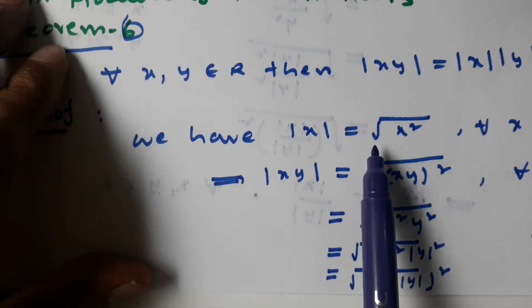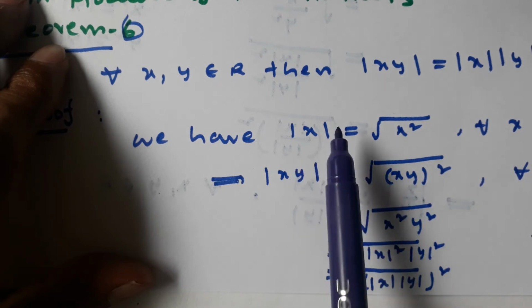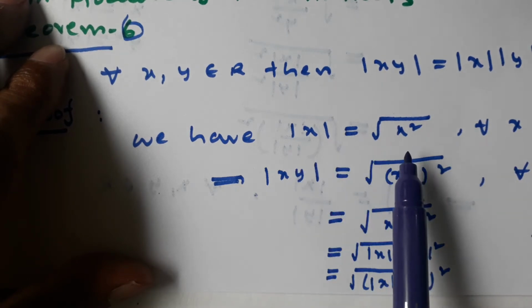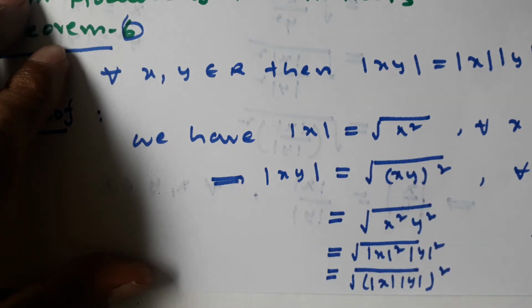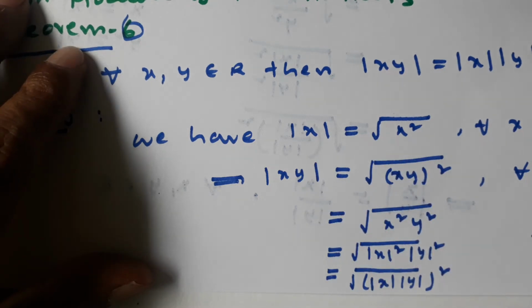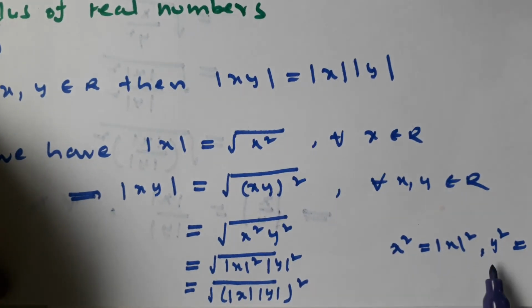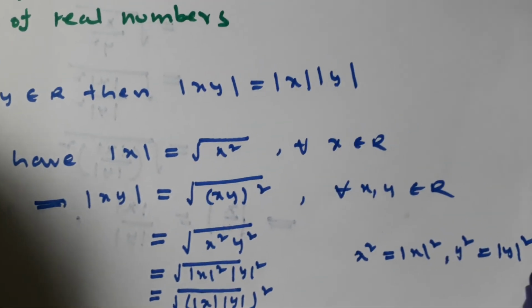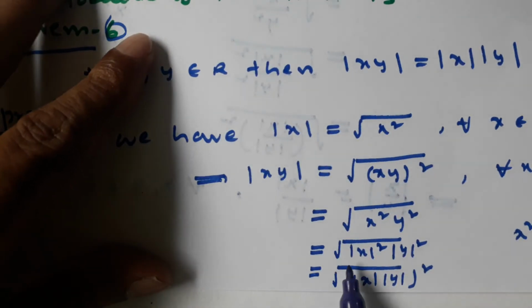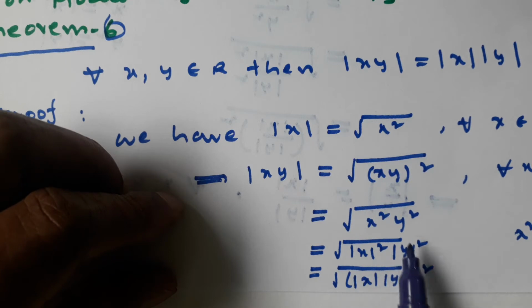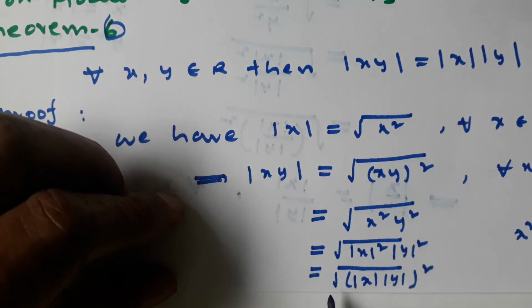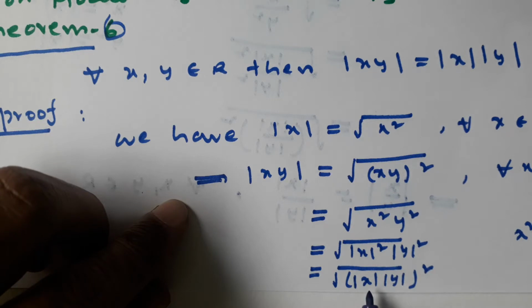Taking the square on both sides in the given property, mod x whole square is equal to x square. So the x square place is now mod x whole square. Similarly, the y square place we may write mod y whole square. This is equal to root of mod x into mod y whole square. So the square and root cancel.